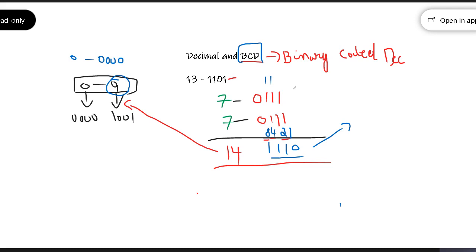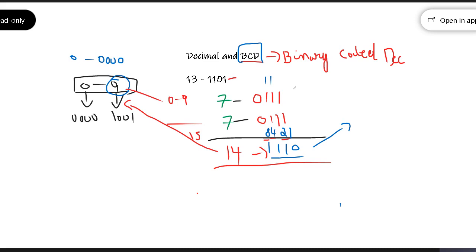But you're not allowed to represent this particular value 14 like this in BCD. You can't add like this in BCD. Why? Because you're actually representing the numbers only from 0 to 9. So what is the number after that? Until 15. So until 15 only you can represent it.